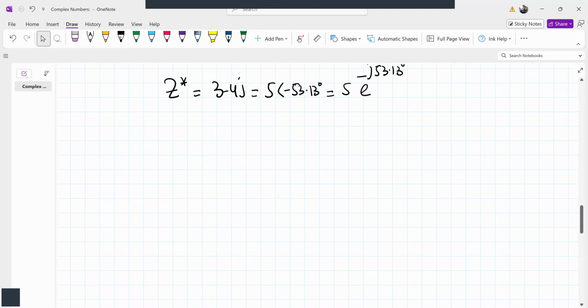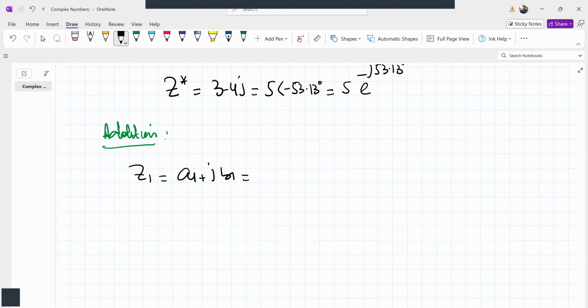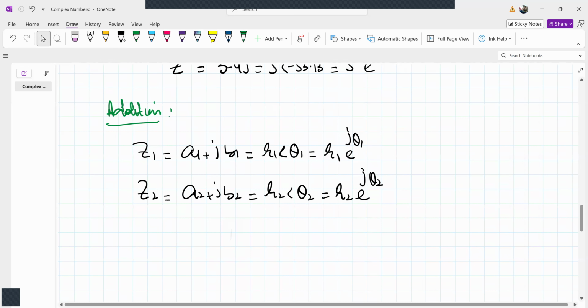Okay. Now next, what if we have to perform the addition operation between two complex numbers? Suppose the two complex numbers are z1 is equal to a1 plus j b1, which can be written in polar form as r1 at an angle of theta 1, or in Euler's form as r1 e to the power of j theta 1. Similarly, another complex number is a2 plus j b2, which can be written in polar form or as r2 e to the power of j theta 2, depending upon which of the forms is given. So we can convert one form to another form.